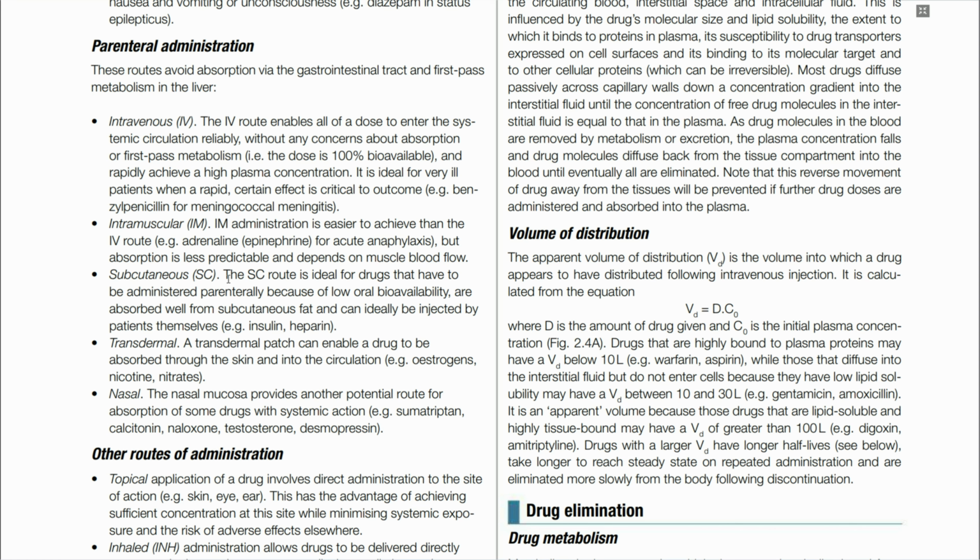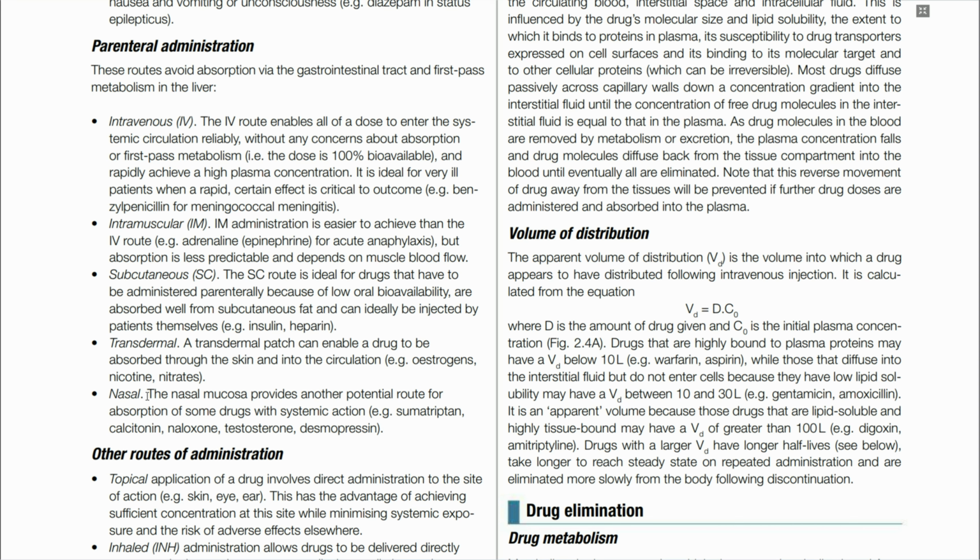Subcutaneous (SC). The SC route is ideal for drugs that have to be administered parenterally because of low oral bioavailability, are absorbed well from subcutaneous fat, and can ideally be injected by patients themselves. Example: insulin, heparin. Transdermal. A transdermal patch can enable a drug to be absorbed through the skin and into the circulation. Example: estrogens, nicotine, nitrates.